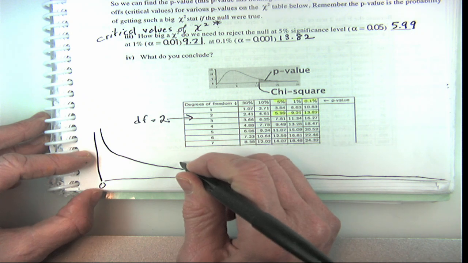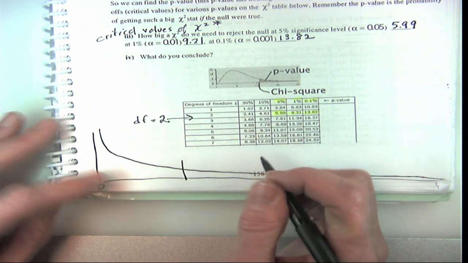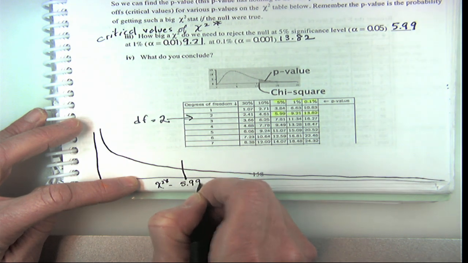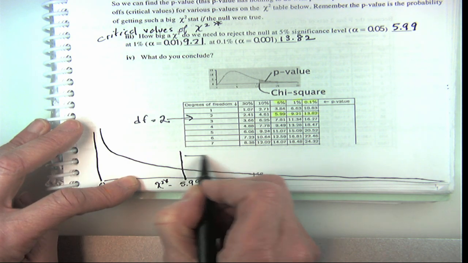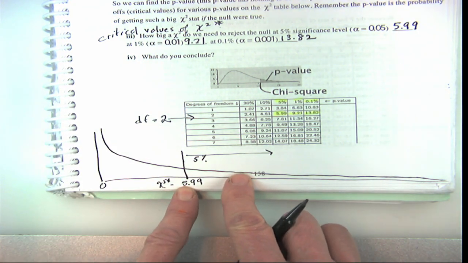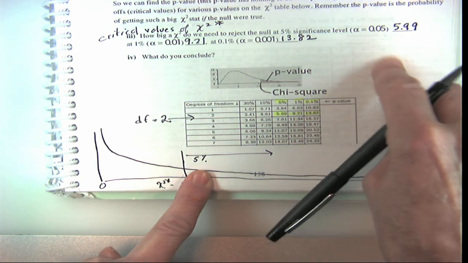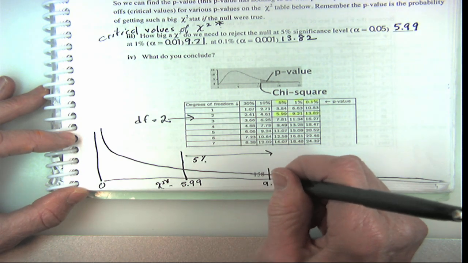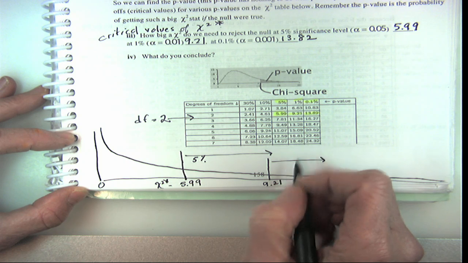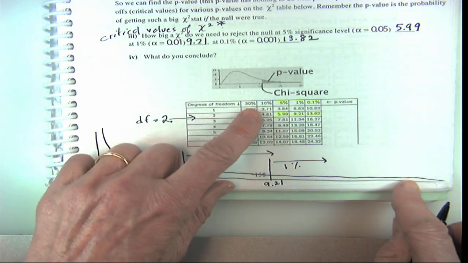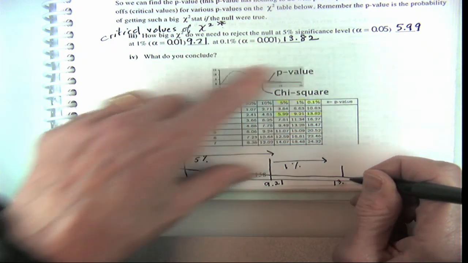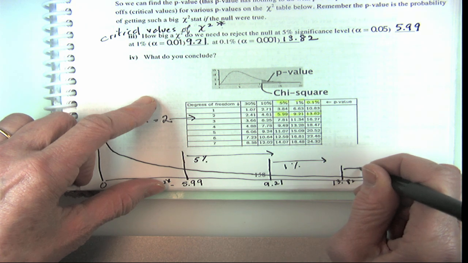So let's do this one. Say right there is the critical value. I'll put a star here. And that right here is 5.99. That means from here on out is 5% of the area of the curve. So if you have something bigger than 5.99, your p-value is less than 5%. You have less area. Now let's look at the next one. Let's say we go out to 9.21. And that tells you that only 1% of the curve is beyond there. And the next one is 13.82. And this tells you that from here out is 0.1%.